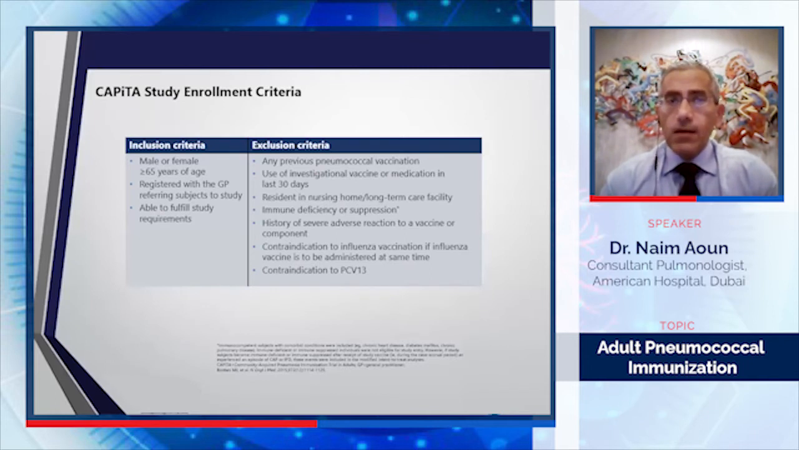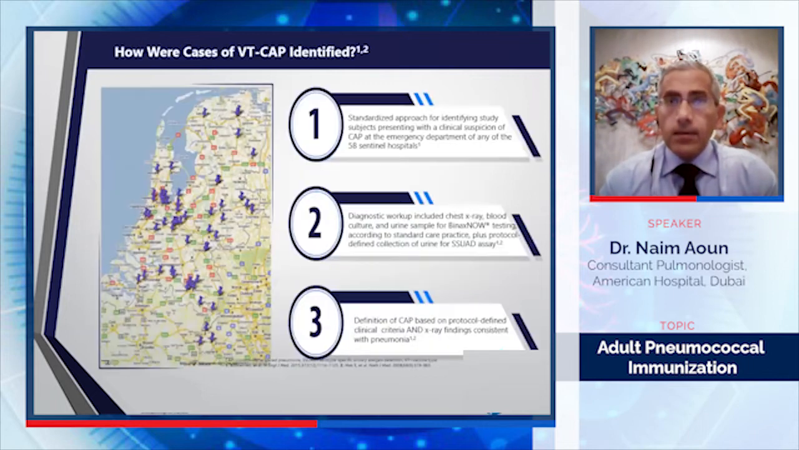Study enrollment criteria: they enrolled males or females who were 65 years of age or older, registered with the GP, and able to fulfill the study requirements. They excluded them if they ever had a previous pneumococcal vaccination, obviously including PPV23, use of an investigational vaccine or medication in the last 30 days, residence in a nursing home or long-term facility, immune deficiency or suppression, history of severe adverse reaction, a contraindication to influenza vaccination if influenza vaccine was to be administered at the same time, or a contraindication to PCV13. The study was actually done in the Netherlands, okay?